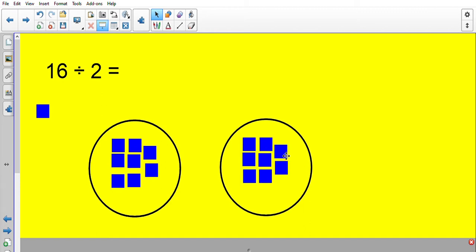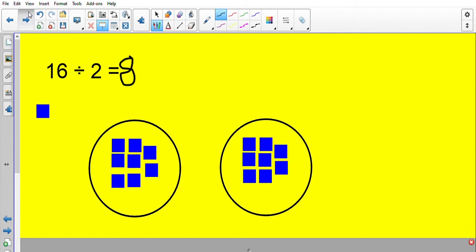Can anybody think of a different way we could work out the answer? That's right, we could count in 2s until we get to 16. Let's do that together. Use your fingers. 2, 4, 6, 8, 10, 12, 14, 16. I needed 8 fingers. I needed to count 8 twos to get to 16. So I think that 16 divided by 2 equals 8.